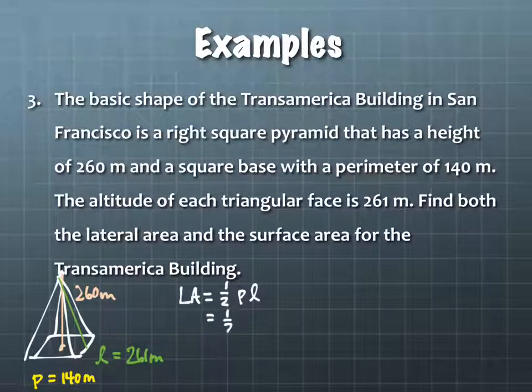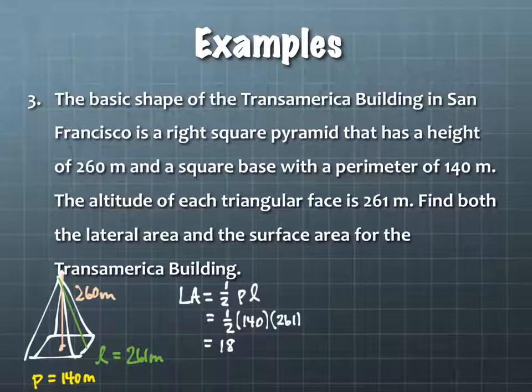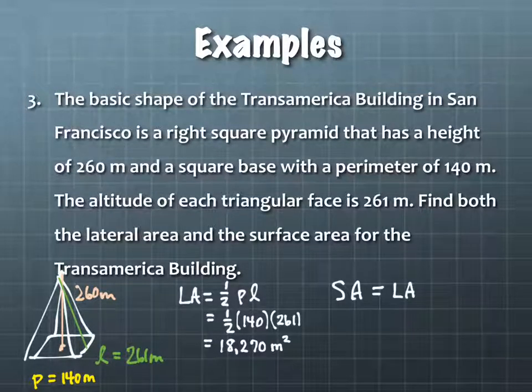And we actually were given both those pieces of information. What's the perimeter? 140 meters. And what's the slant height? 261. Good job. So go ahead and multiply those quantities together. What do we get for our lateral area? 18,270 what? Yep, square meters. And then for the surface area, we will add that lateral area plus the area of the base. So the lateral area was the 18,270.